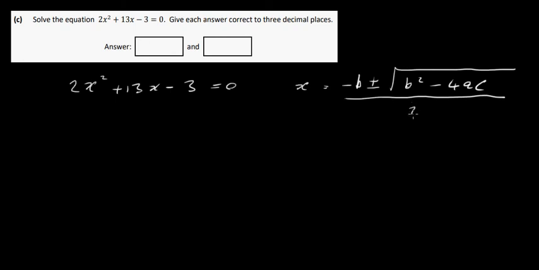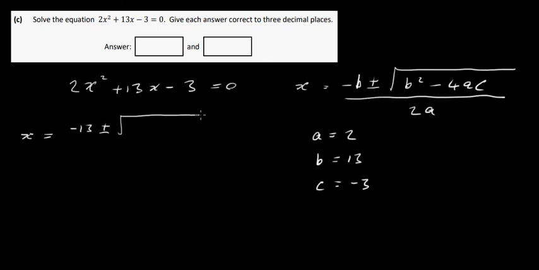We're going to have to use our formula, which is x is equal to minus b plus or minus the square root of b squared minus 4ac all over 2a. Now in this particular case, a is 2, b is plus 13, and c is minus 3. So if we come over here, we'll just write that in. Minus b, so it's going to be minus 13 plus or minus the square root of b squared, so that's going to be 13 squared minus 4 times a, c, and then that's all over twice a.